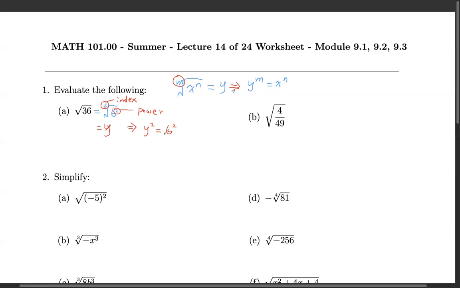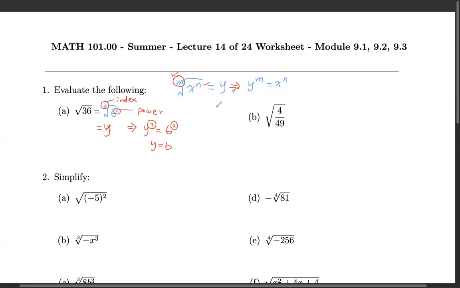Well, y squared equals 6 squared. Now the powers are the same, so the bases have to be the same. So y equals 6. But normally we don't do this. This is just helping us to understand the concept of index and power.